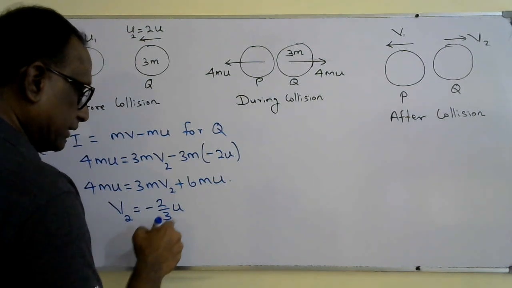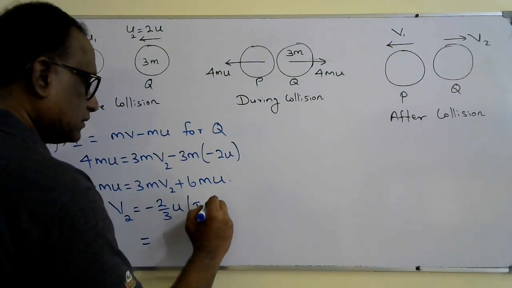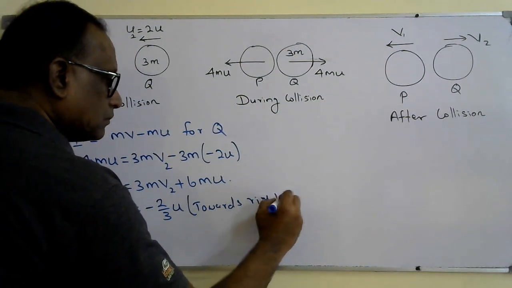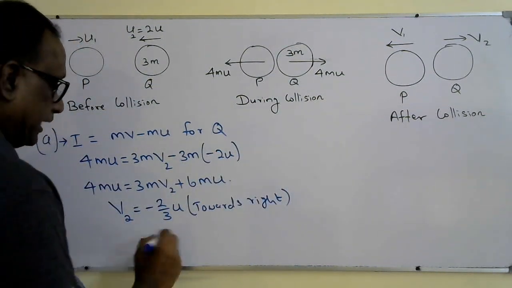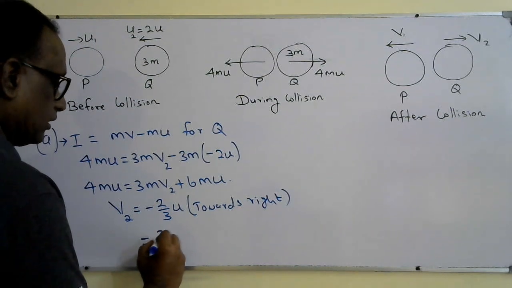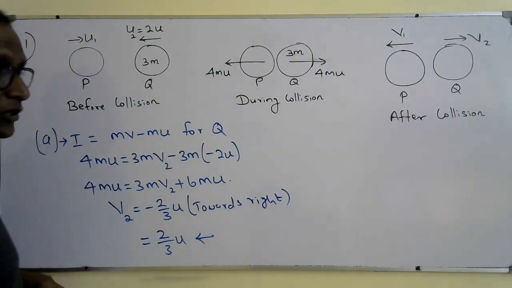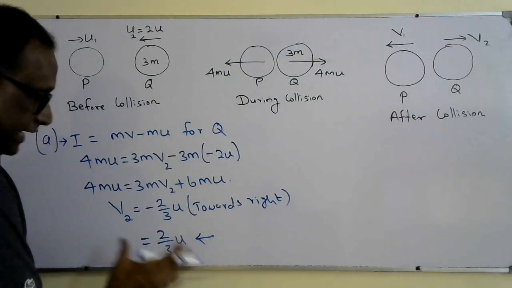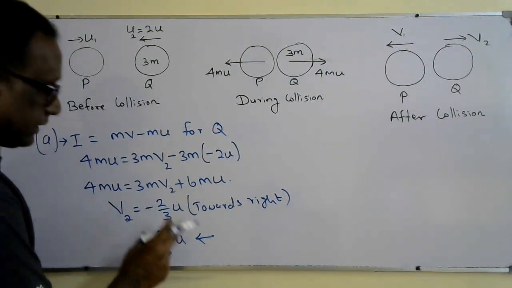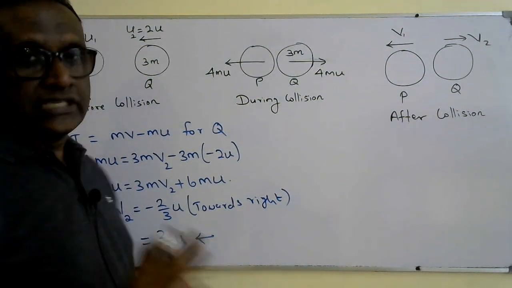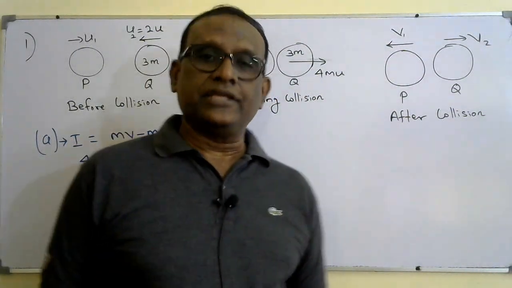So minus 2 by 3u towards right. But when I take it, it should be towards left, because minus sign 2 by 3u towards left. But they are not asking about the direction, that is the next part. But anyway, since I got the minus sign, I explained that. So the final answer v2, the numerical value, the speed is 2 by 3u.